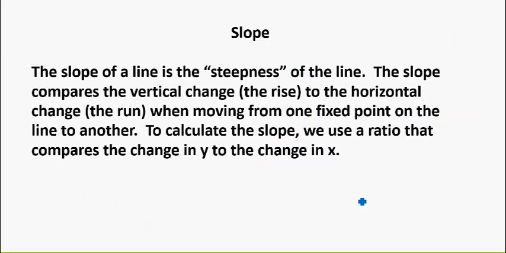All right. Let's talk about the slope of a line. The slope of a line is the steepness of the line. The slope compares the vertical change, or the rise, to the horizontal change, the run, when moving from one fixed point on the line to the other. To calculate the slope, we use a ratio that compares the change in y's to the change in x's. So let's talk about what that means first.